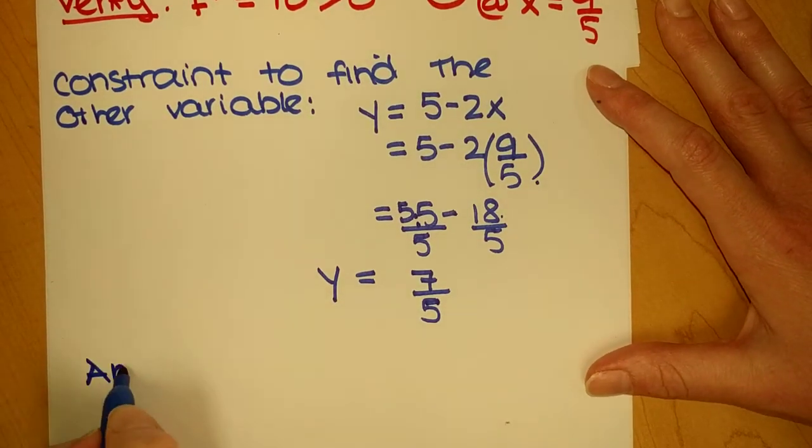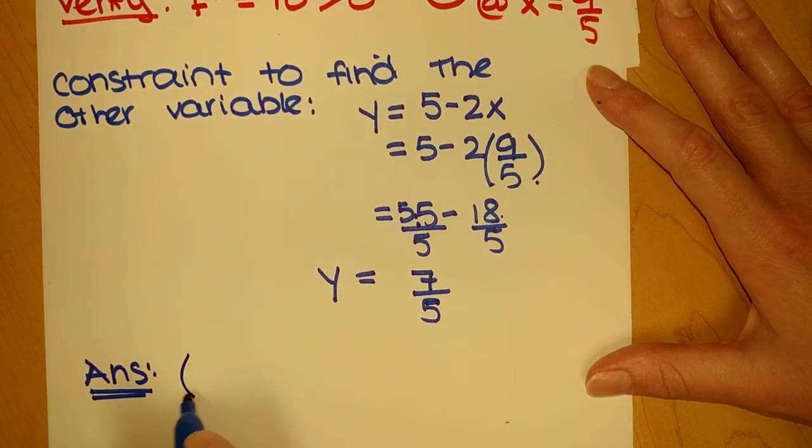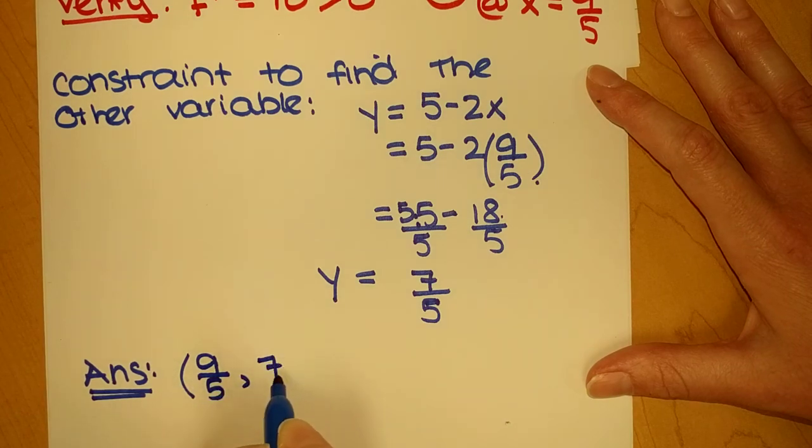So our answer here, the point that minimizes that distance, where the line is closest to (1, 1), is (9/5, 7/5).